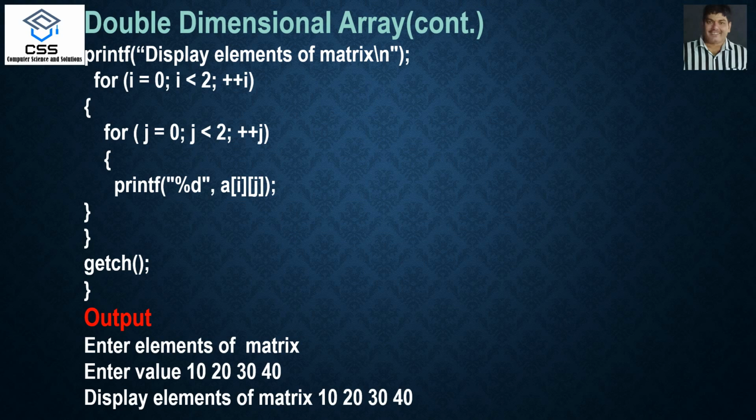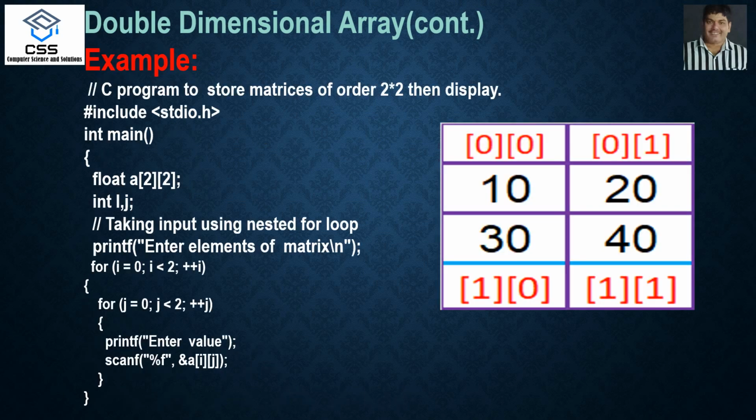In this way, you can store the elements in a double dimensional array, and the input concept is better in comparison to the initialize concept. Also, we can initialize the value and access the value. As the double dimensional array represents the elements in rows and columns, that is in matrix form.